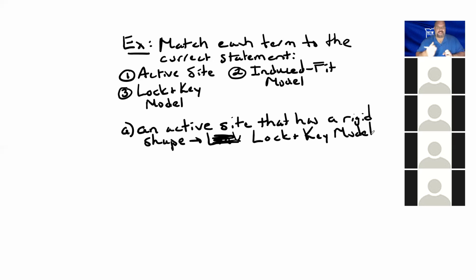Because inside of that cylinder, you have an exact match between the lock and the key that's used to open that door. So in essence, the lock and key model describes the active site as having a rigid, non-flexible shape, and only that substrate which would have an exact match for that shape of the active site would be able to bind to the active site and form the enzyme substrate complex. So letter A, lock and key model.